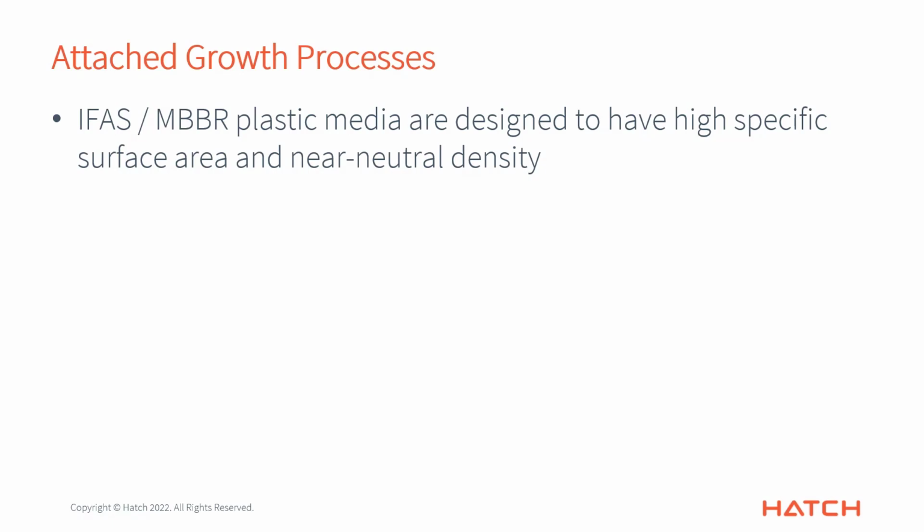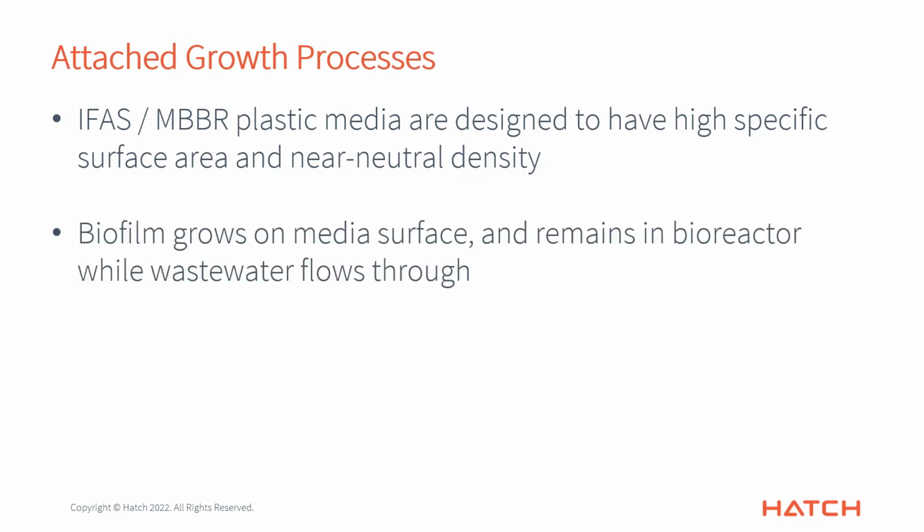I've heard a couple of different explanations about this over the years, but the idea is, of course, you want to have good mixing. So you want to have the plastic being roughly equal to the density of the water so that they can exist throughout the whole tank. They don't sink or float. But I have heard that they are designed to possibly be a little bit lighter so that in the event they need to be removed, they can float up. So the biofilm then grows on that media surface and then remains in the bioreactor while the wastewater flows through.